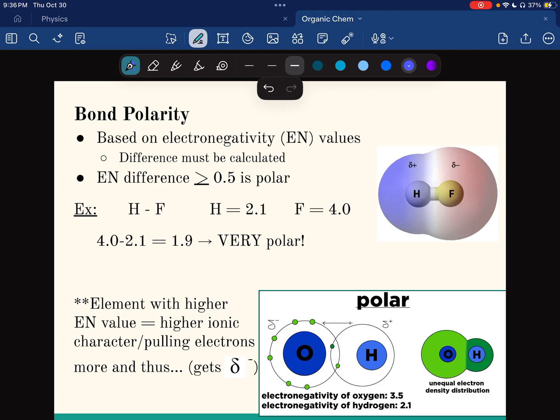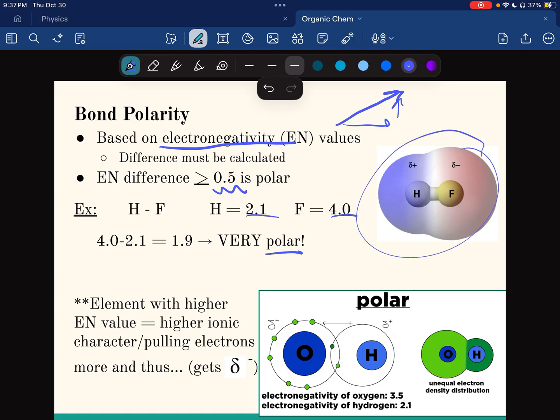Bond polarity. We already talked about electronegativity. That's that trend that goes like that on the periodic table. And EN values she'll probably give you. So she'll say, is this molecule polar or not? And she'll probably give you the numbers, and you subtract them. You do 4 minus 2, it's 1.9, greater than 0.5, that means it's polar. And if not, then it's not. So if it's greater than or equal to 0.5, then the molecule is polar.